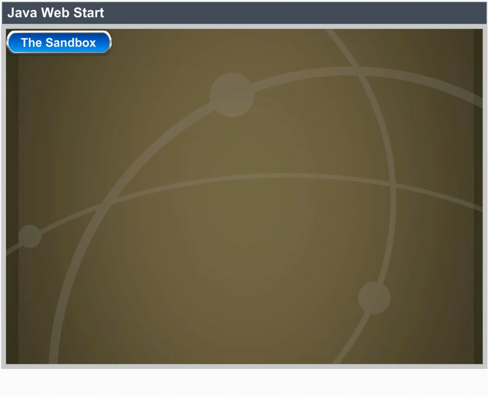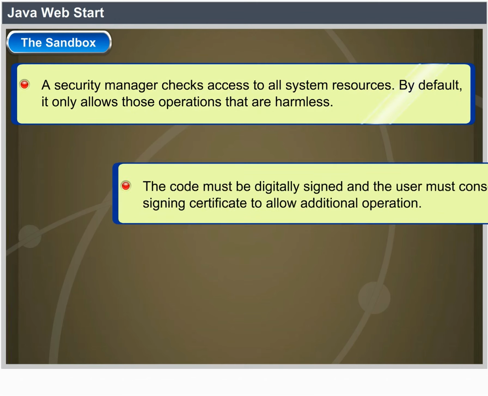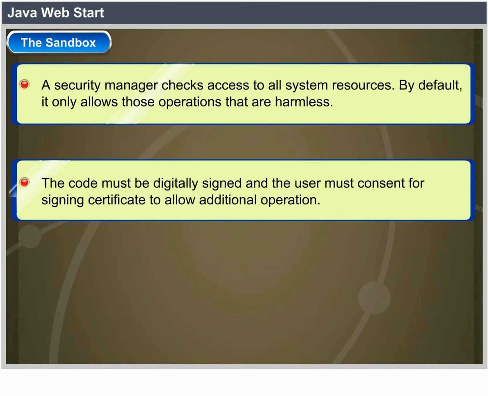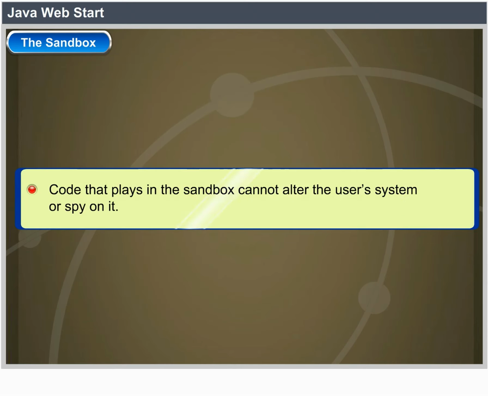The sandbox. The security manager checks access to all system resources. By default, it only allows those operations that are harmless. The code must be digitally signed and the user must consent to the signing certificate to allow additional operations. The restricted execution environment is often called the sandbox. Code that plays in the sandbox cannot alter the user's system or spy on it.